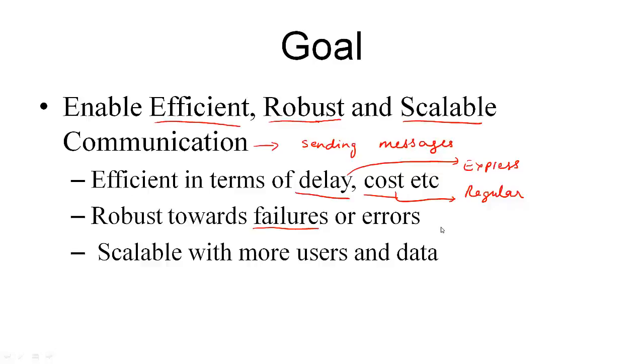In computer networks, nodes can fail, that is, they die, or messages can get corrupted. In spite of all this, you want to ensure that the message reaches the other end properly. A scalable system ensures that as more and more users use the system, or more and more data gets sent as part of the system, it still doesn't fail.